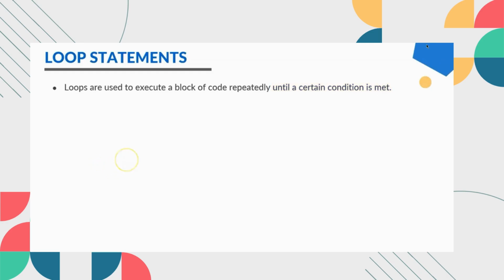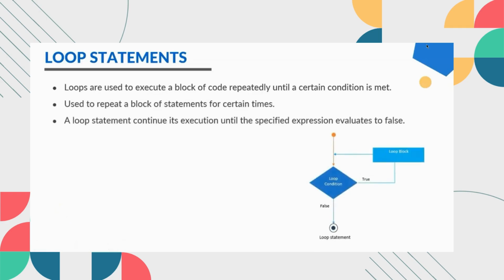Any piece of code that needs to be repeated a number of times, whether or not the exact number is decided beforehand. If any execution is repeated until a certain condition holds false, a loop needs to be implemented. A loop statement continues its execution until the specific expression or condition evaluates to false.